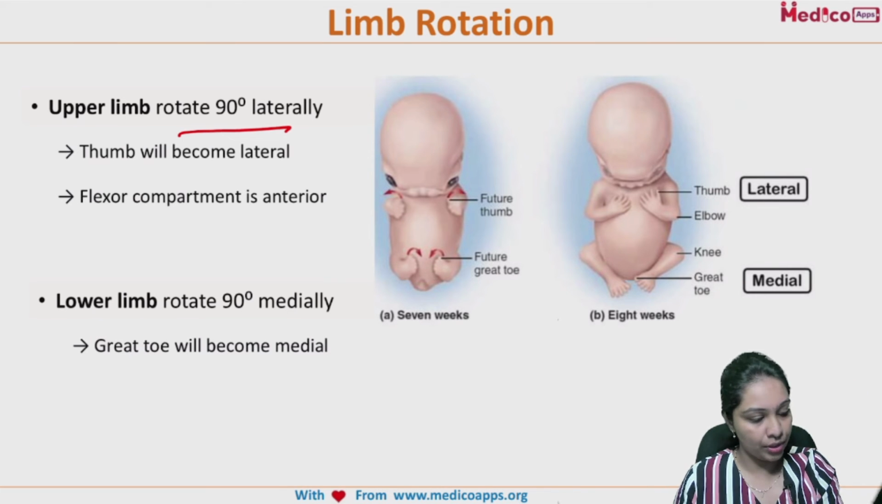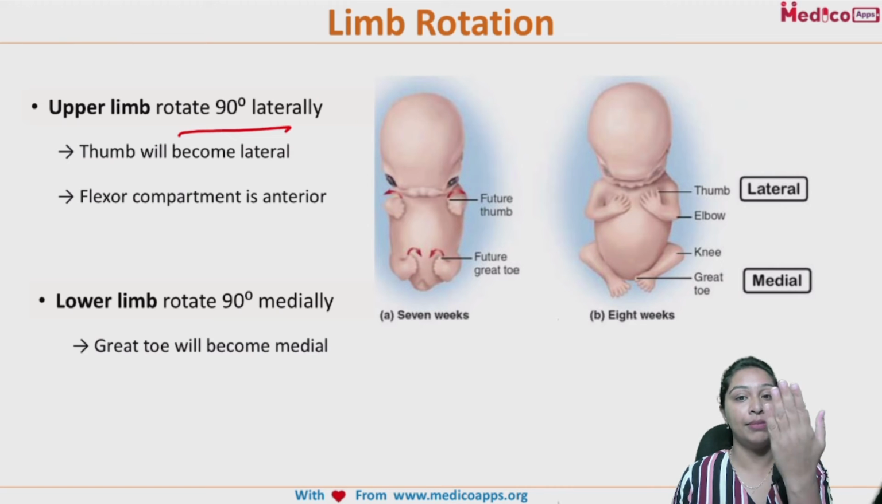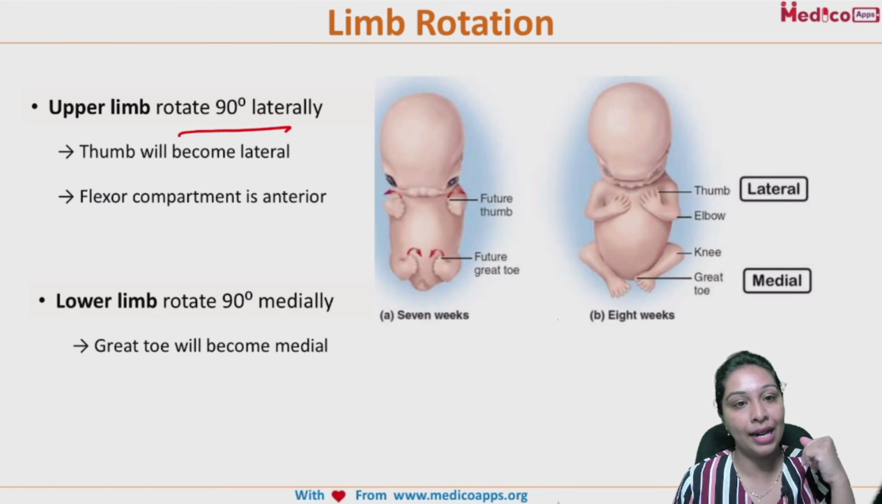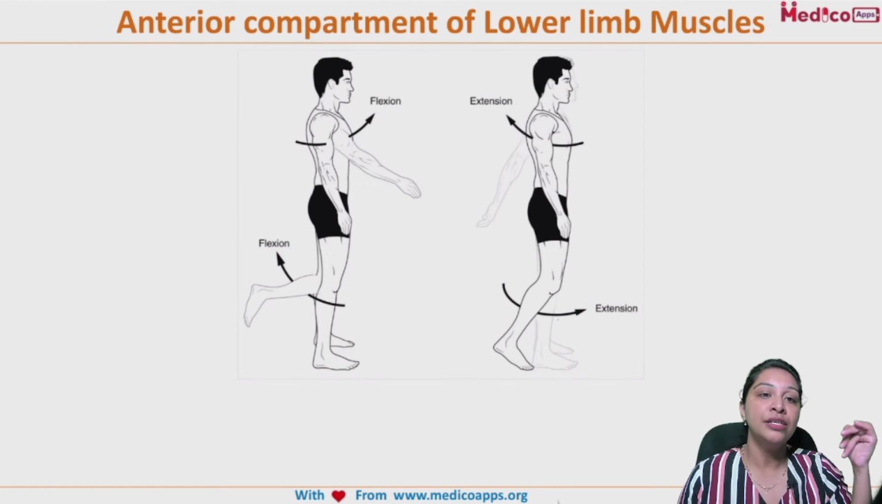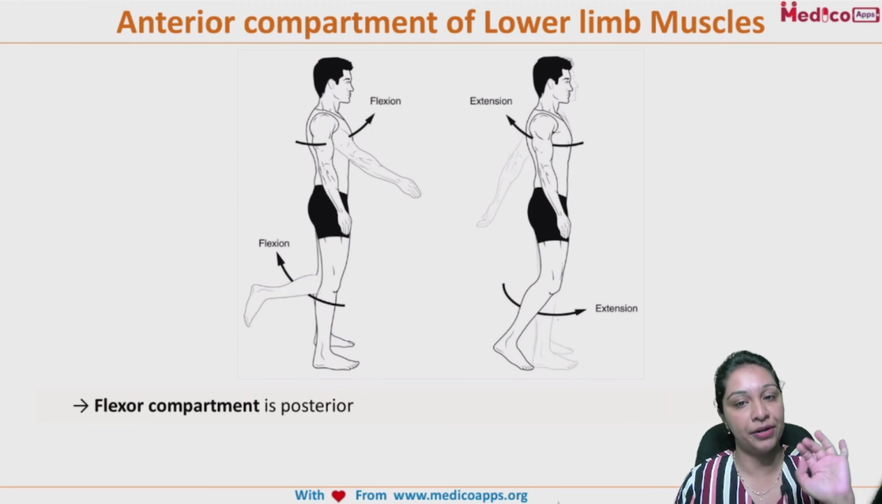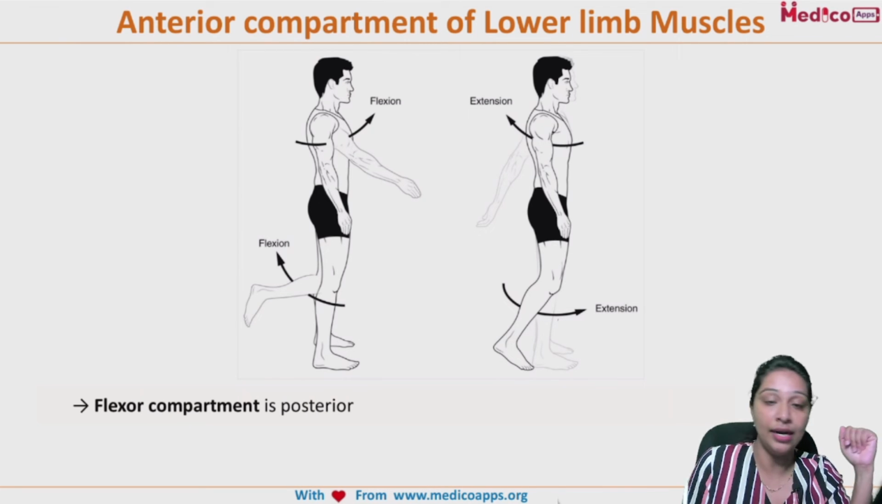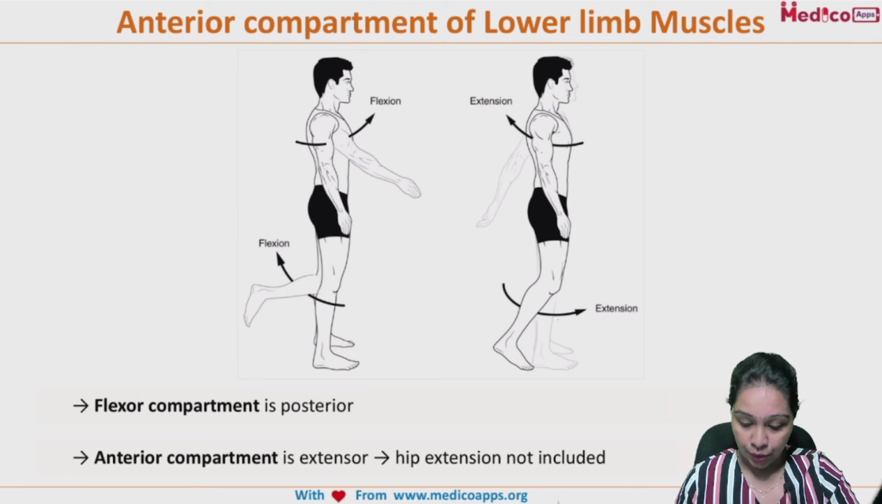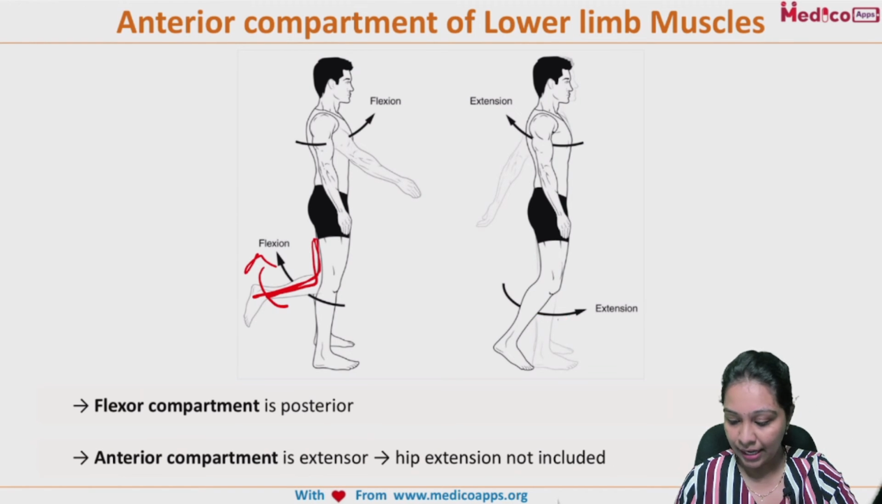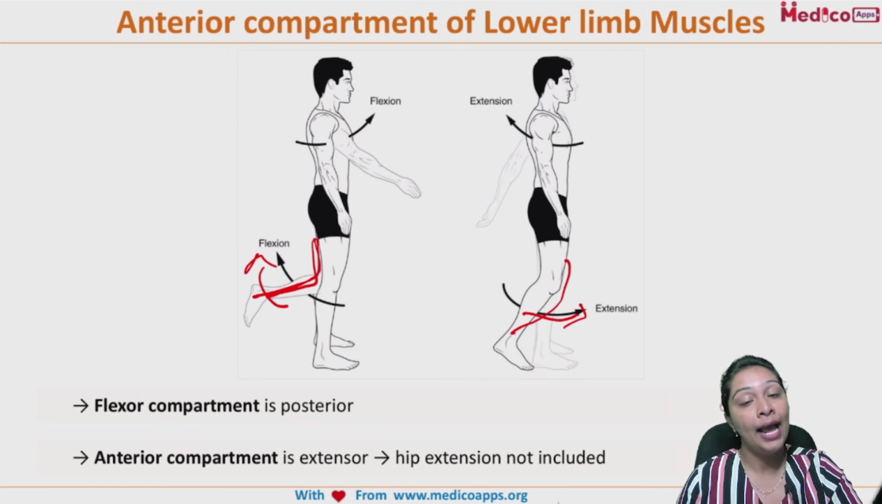Now look at your greater toe. It is on the medial side, but your thumb in the anatomical position is on the lateral side, right? That is why the flexor compartment for the lower limb is located posteriorly, whereas for the upper limb it is located anteriorly. So you can clearly see this is the flexion movement and the muscles are posterior, and for the extension movement, the muscles are located anteriorly.